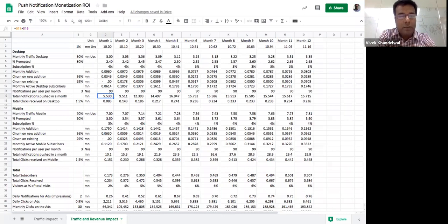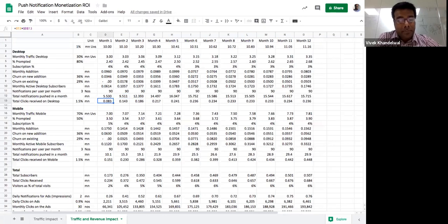Which essentially means that you would have pushed out 5.5 million notifications in a single month, in the first month, right? Now, it is important to understand that this is exactly how compounding works, right? If you look at this, from the first month, a volume of 5.5 million has gone to 9.5 million in the second month and 12.3 in the next month, right? This is the beauty of building and accumulating your audience, right?